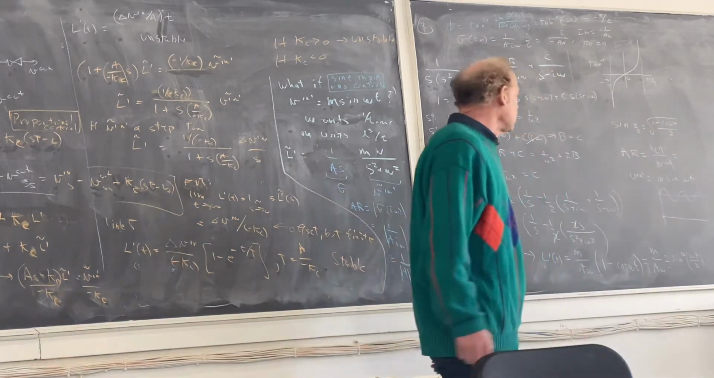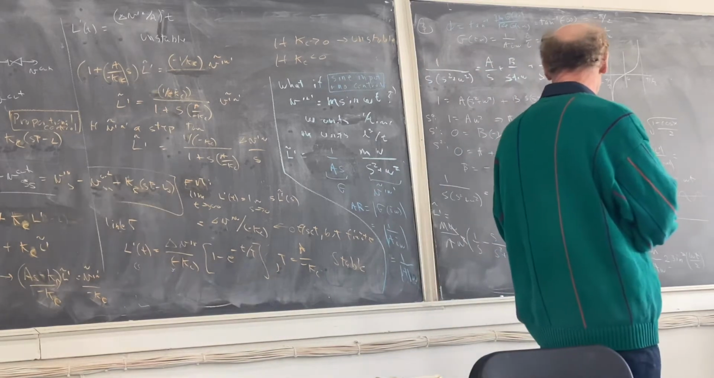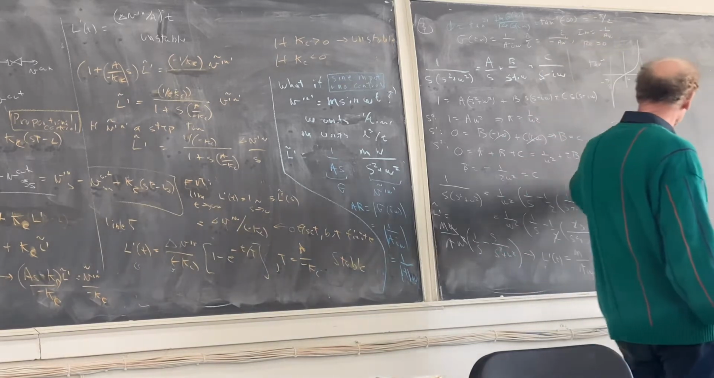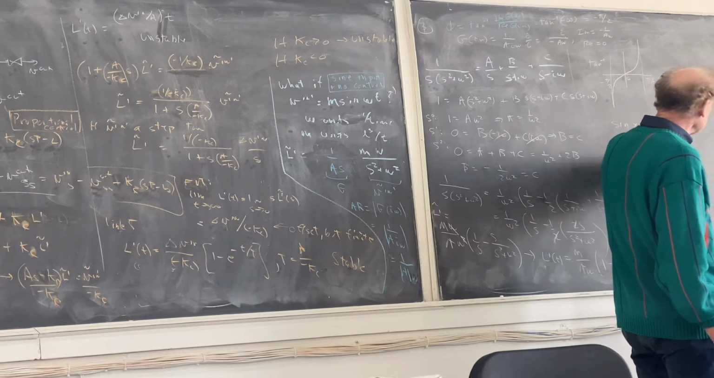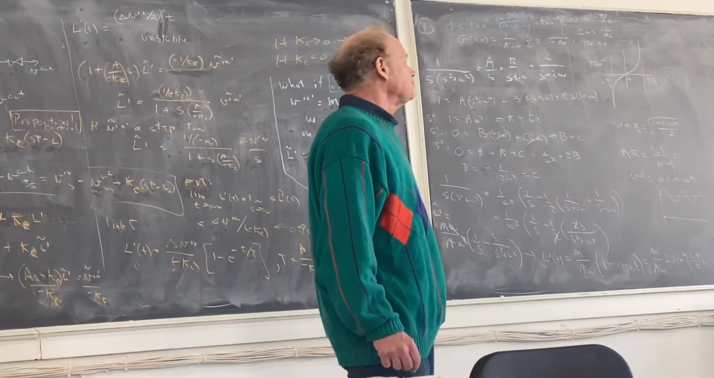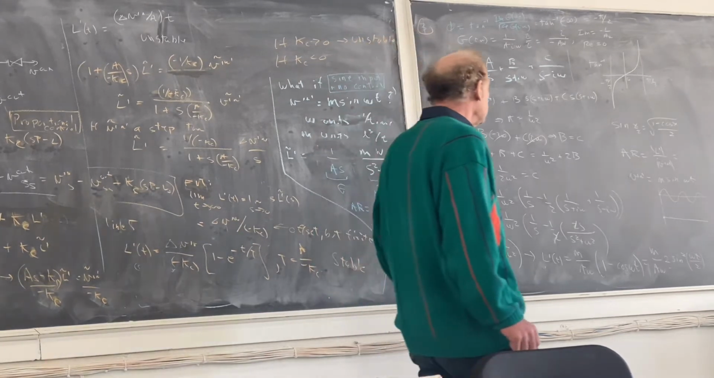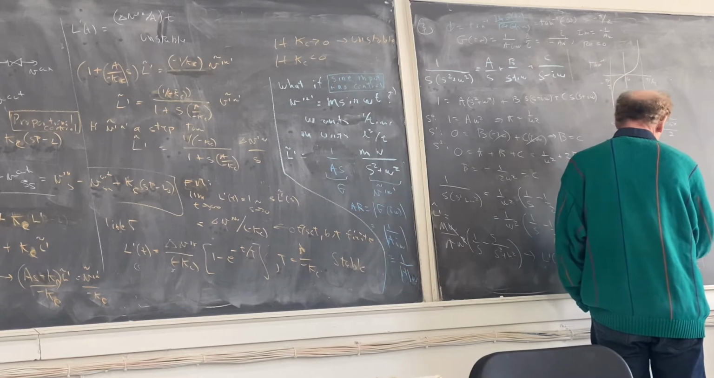But let's now look at when omega t is pi over 2. When omega t is pi over 2, then the sine of pi over 2 is 1. So here we're at our max. And what happens down here?